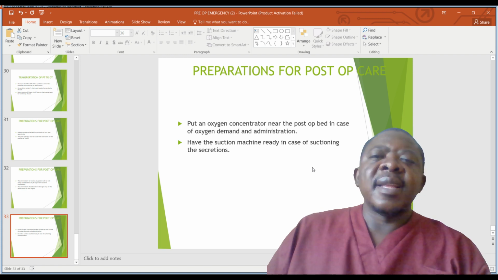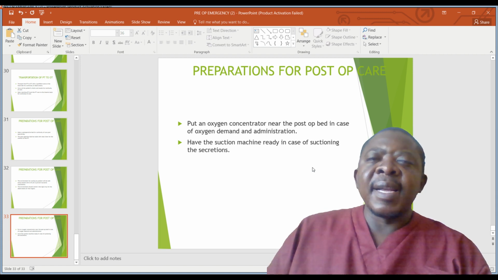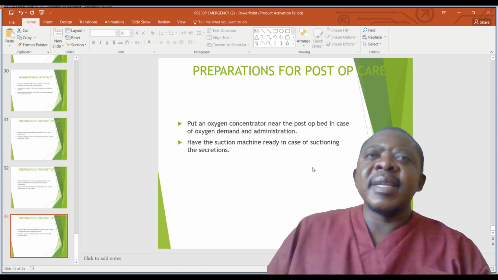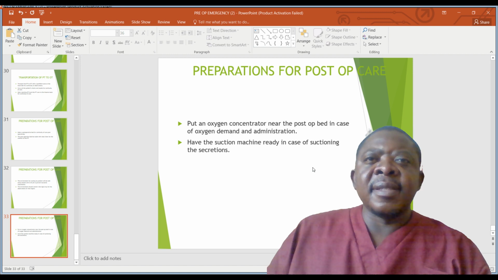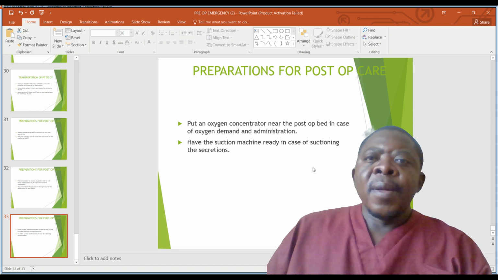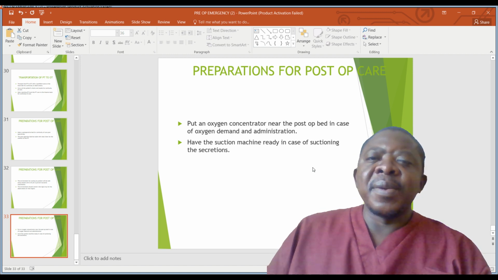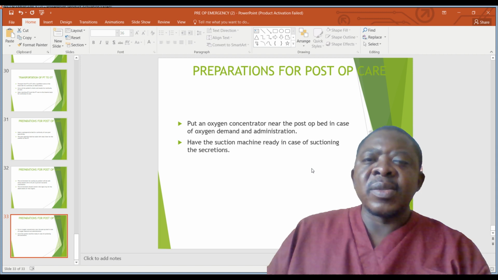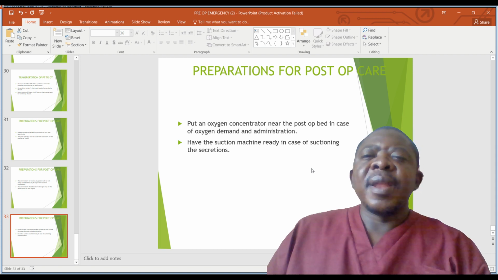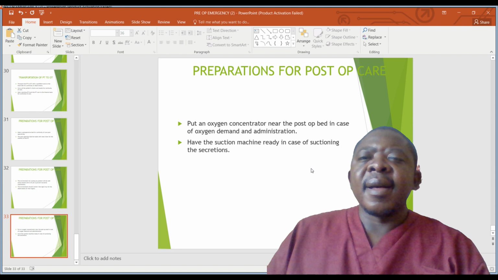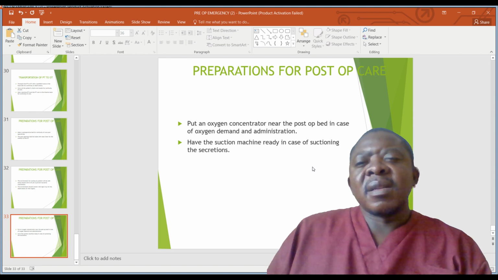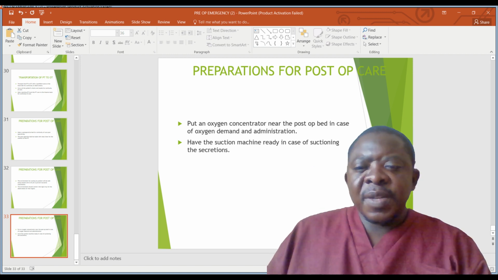Then N is for, in an emergency, putting a nasogastric tube to avoid the patient vomiting during theater, because anesthetic drugs affect peristalsis. Talking of N, looking at all those things, it's nutrition. Then P, psychological care. Then O is for observation. So that is it.